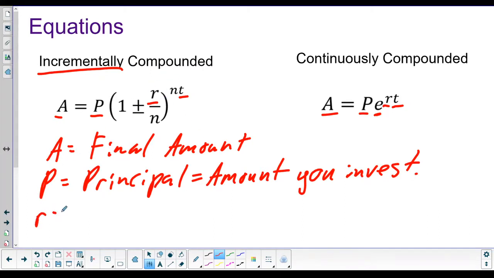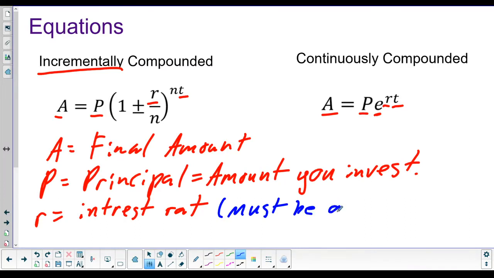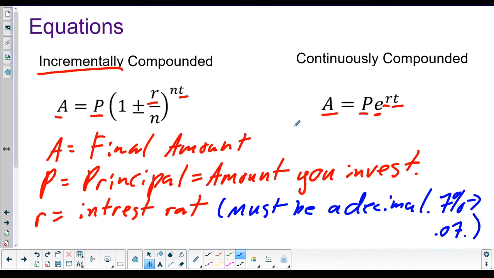R is going to be your interest rate. But your interest rate needs to be a decimal. Must be a decimal. So they're not going to tell it to you as a decimal. They're going to say 7%. You have to change that into 0.07. If you don't do that, neither equation will work. So it must be a decimal. If it's not, you're in deep trouble.